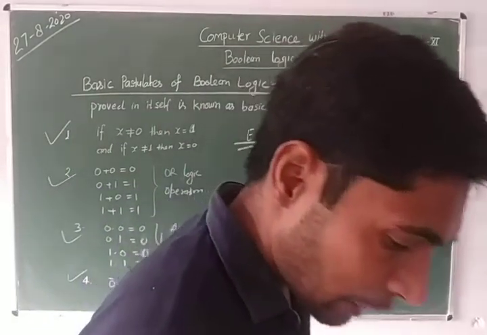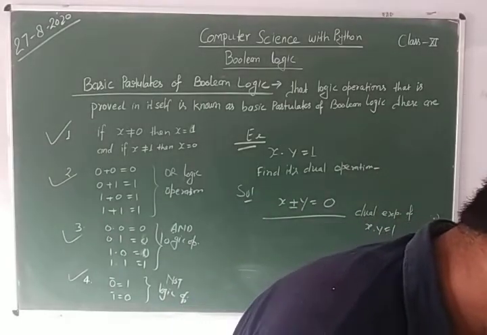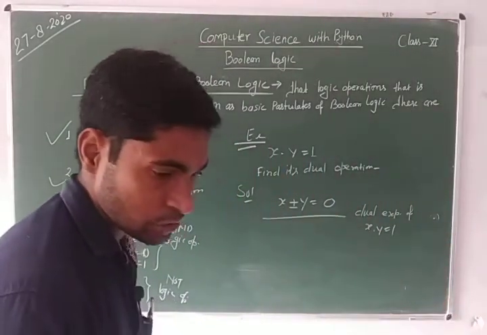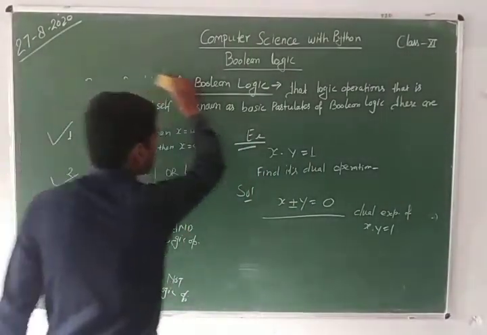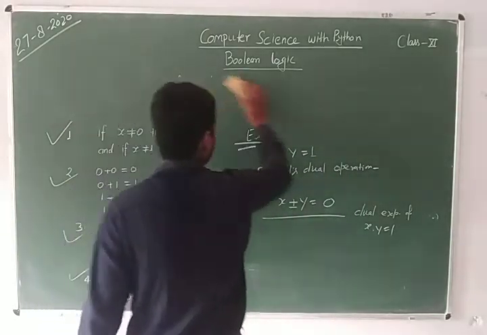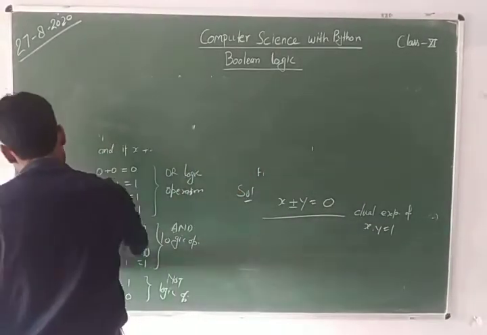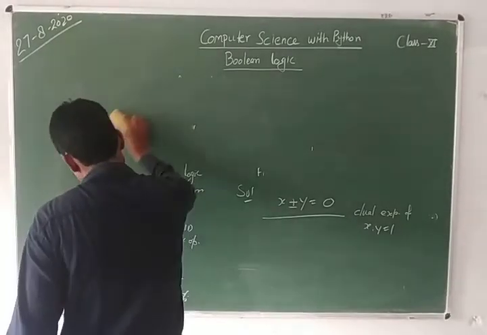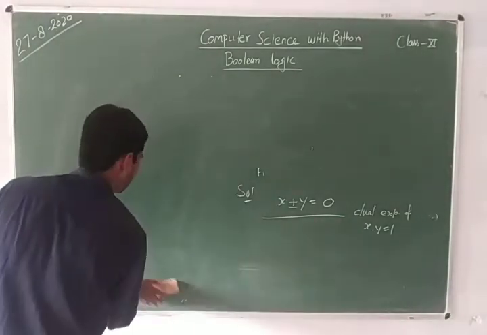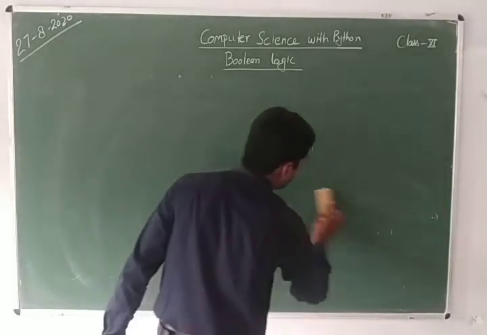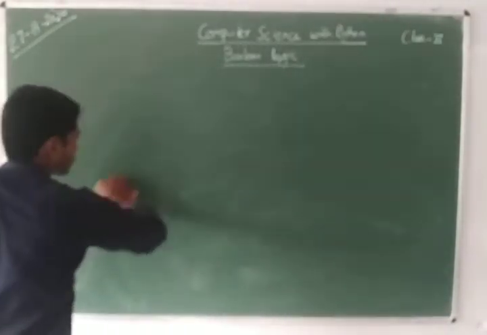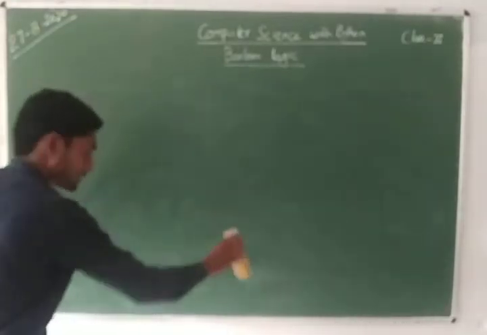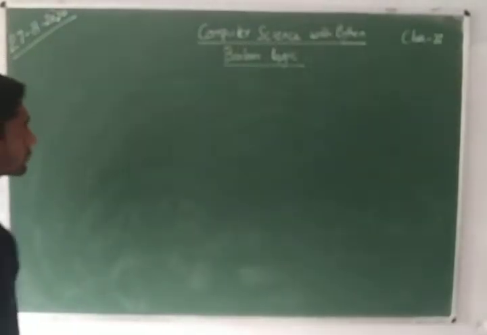Students, now let us study the basic theorems of Boolean algebra. These theorems are proved with the help of the postulates that I have told you. So postulates are necessary. Without postulates we cannot prove the theorems, and I have told you about the postulates. Now let us see the basic theorems of Boolean algebra.